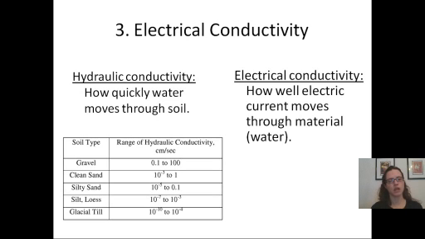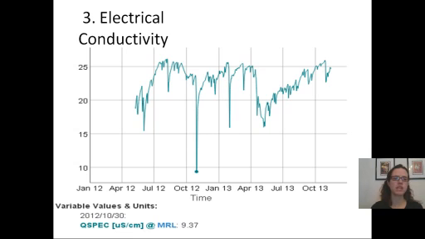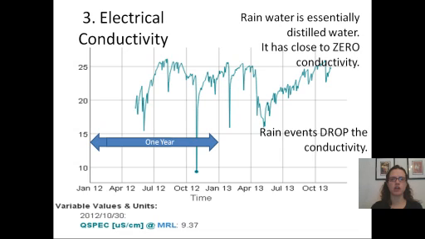So in this case, we're looking at water. How well does water carry electrical conductivity? And that varies depending on what type of water it is. Here is a picture of the electrical conductivity at a site in New Hampshire. And here's 1 year from January 12th to January 13th. And notice the shape of the curve.